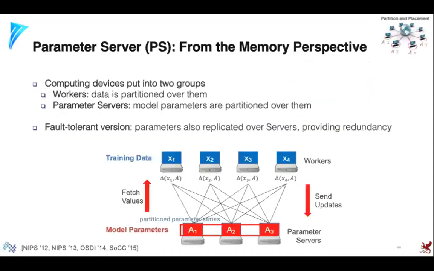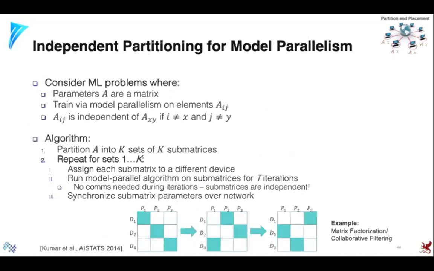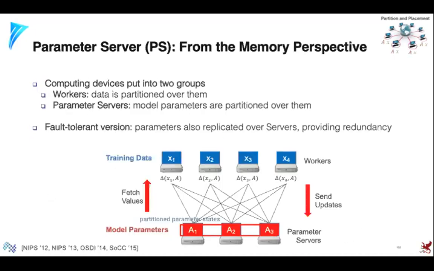So to recap parameter servers, computing devices have workers holding partition data and servers that hold partition model parameters. Workers send delta updates to servers and servers send parameters back to workers. In some parameter server designs, the parameters will be duplicated over the servers. So it's a combination of partitioning and duplication in order to provide fault-tolerant redundancy in case a single parameter server crashes.